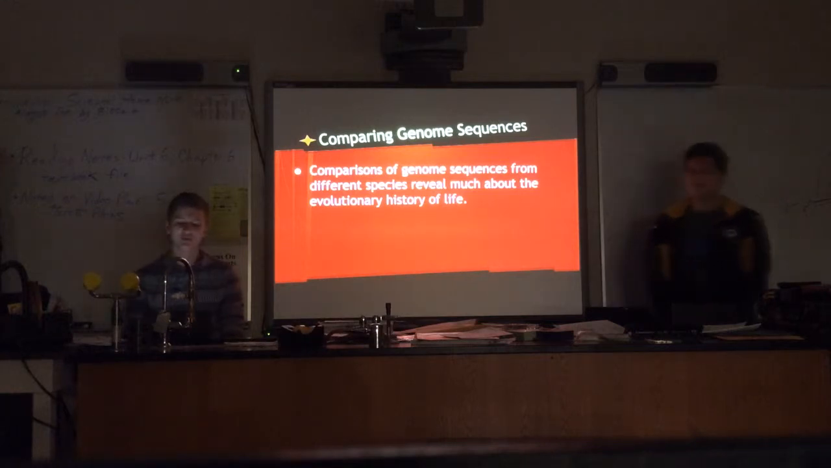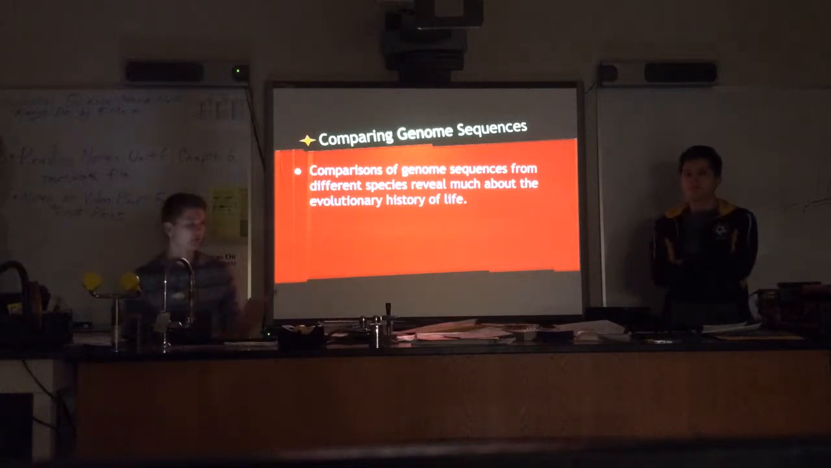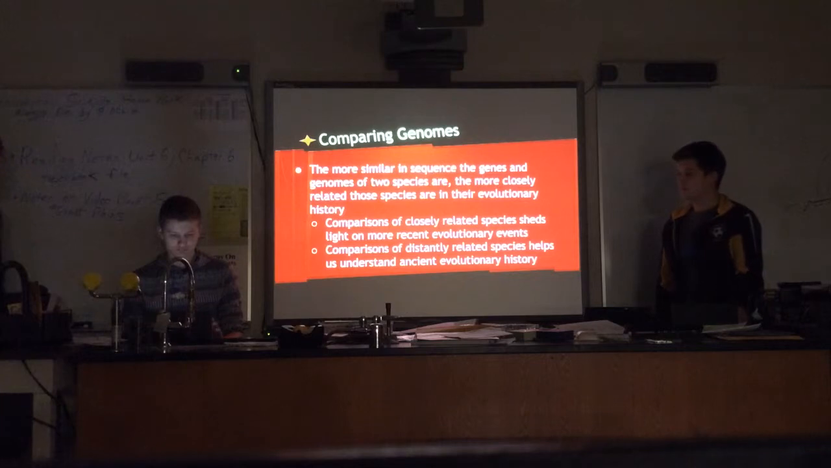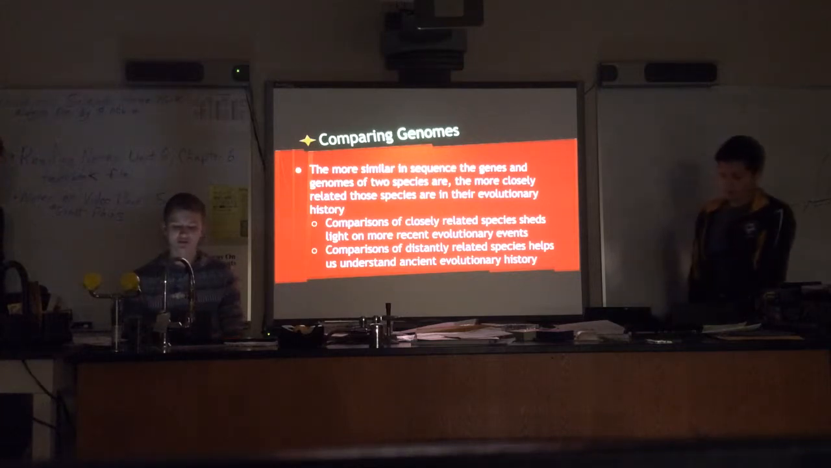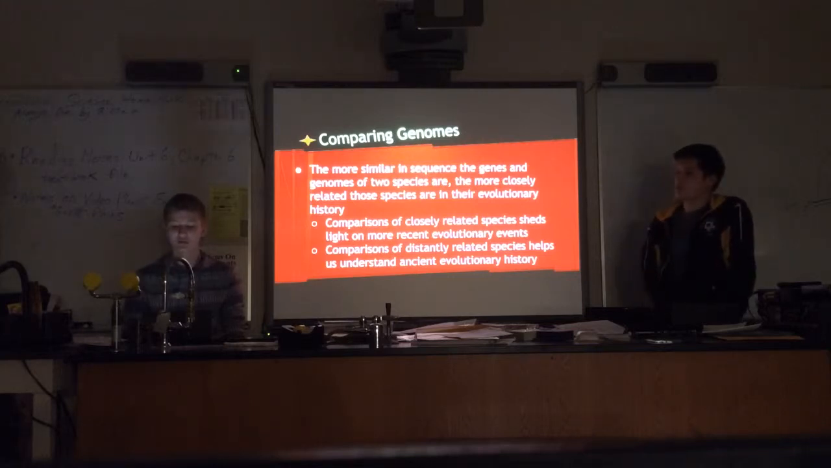Comparing genome sequences. Comparisons of genome sequences from different species reveal much about the evolutionary history of life, such as how one species evolved into another one. The more similar in sequence the genes and genomes of two species are, the more closely related those species are in their evolutionary history. Comparisons of closely related species, such as humans and chimpanzees, shed light on more recent evolutionary events, or comparisons of distantly related species, such as humans and yeast, help us understand ancient evolutionary history.